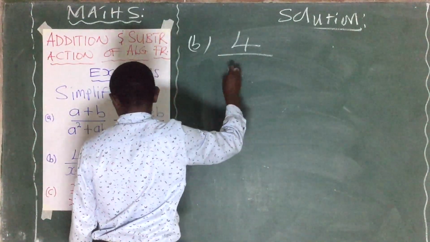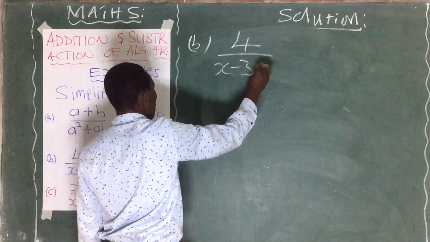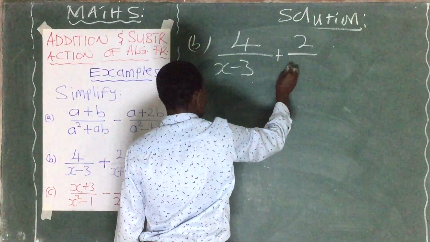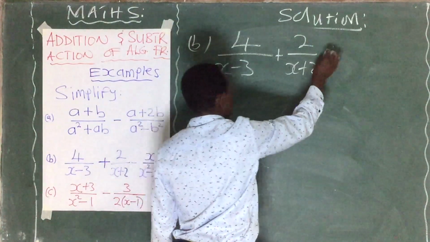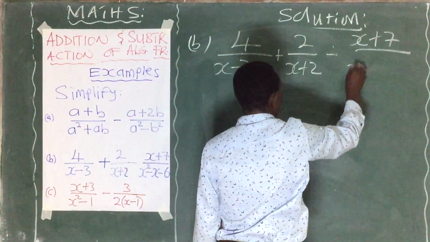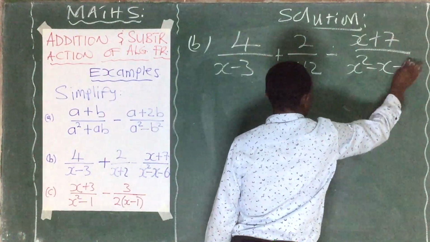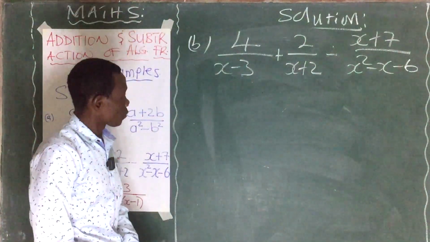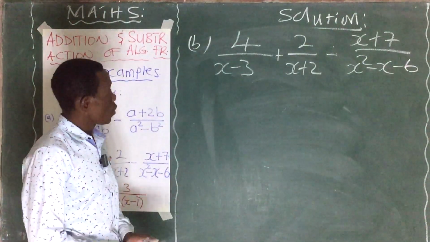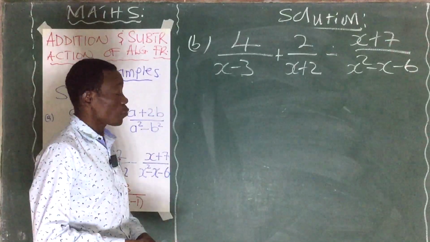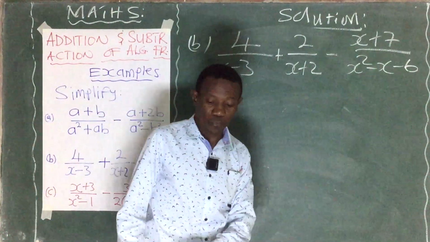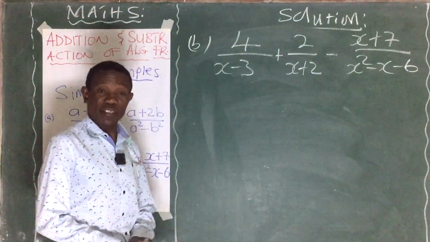That's 4 over x minus 3, plus 2 over x plus 2, minus x plus 7 over x squared minus x minus 6. You are to simplify that one. There are 3 fractions to be simplified. It's a combination of 2 operations, addition and then subtraction. So the rules remain the same.